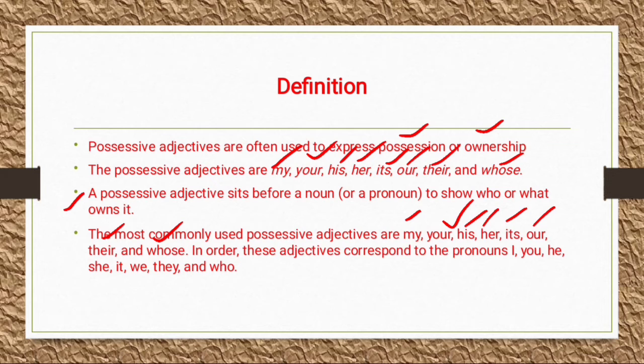In order, these adjectives correspond to the pronouns. For I we use my, the same for you we use your, for he we use his, and for she we use her, for it we use its, for we we use our, for they we use their, and at the last, for who we use whose.